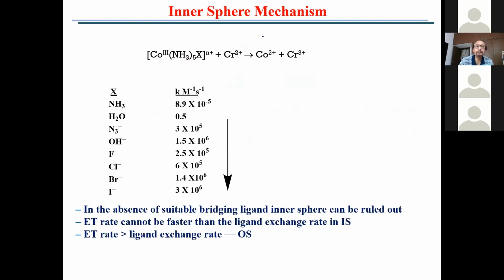Look at this experimental data. Now we are considering the same reaction: cobalt pentaammine X plus chromium 2 hexaaqua. The product is cobalt 2 hexaaqua and chromium 3 hexaaqua, right? Now this X you are varying. What are you doing? You have started with the amine, then water, then azide, then hydroxo, fluoride, chloride, bromide, iodide.